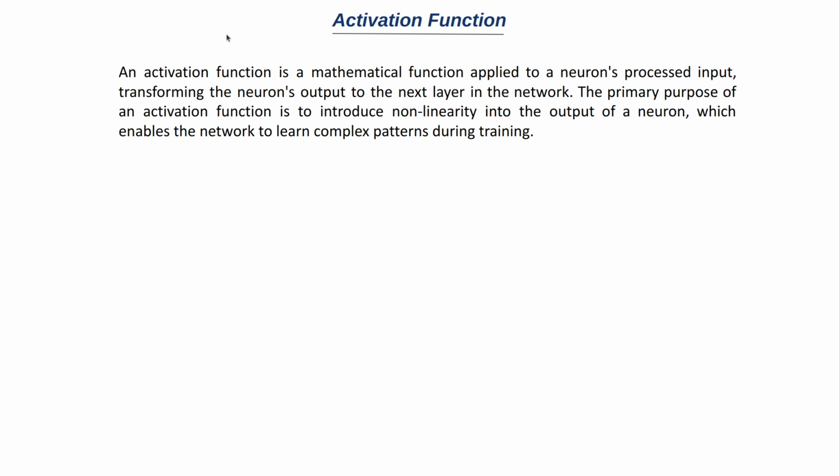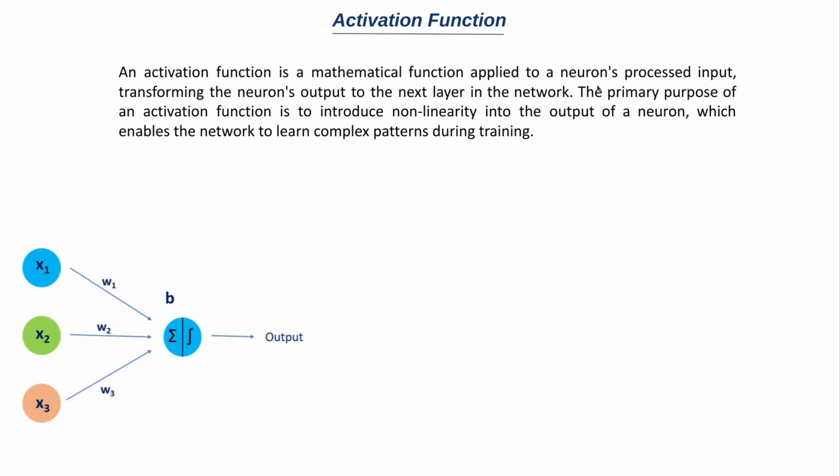Now let's try to understand this with a proper definition and how this comes into play in a neural network. So an activation function is a mathematical function applied to a neuron's processed input, transforming the neuron's output to the next layer in the network.